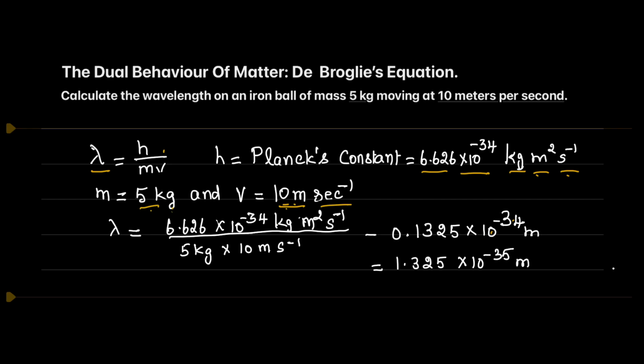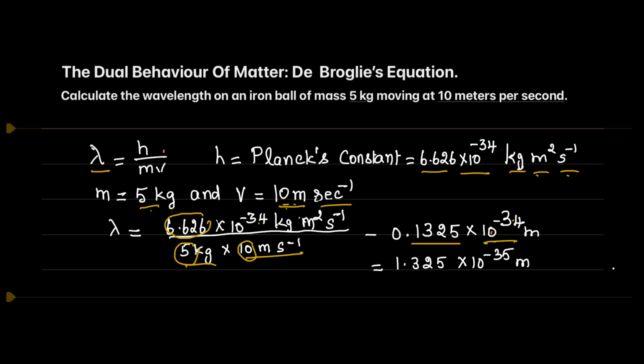Let us substitute in the equation: lambda is equal to h, the Planck's constant, which is 6.626 into 10 power minus 34 kilograms meter squared per second, divided by the mass, that is 5 kilograms, into the velocity, which is equal to 10 meters per second as per the problem. Now, the numerical part of the equation can be solved. That is 6.626 divided by 5 into 10. That will give the answer 0.1325. Now, the exponential part of the problem, 10 power minus 34, remains the same.